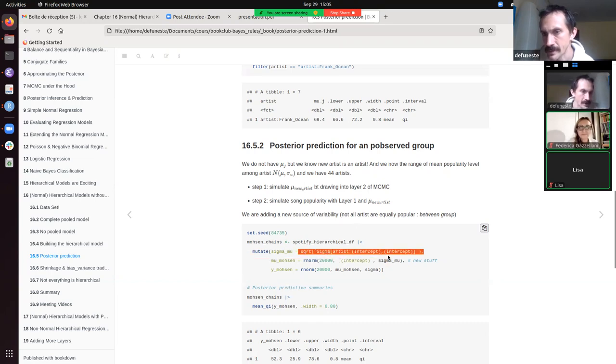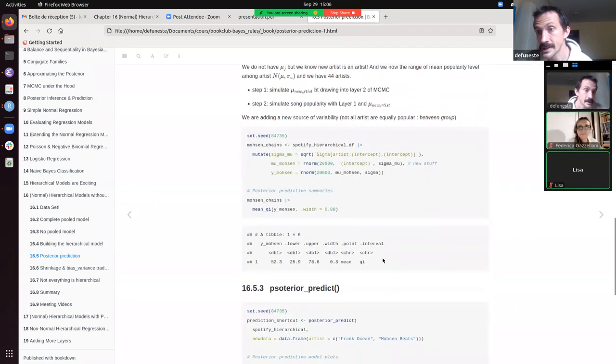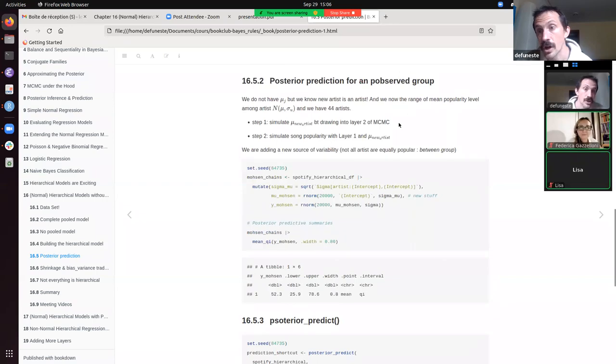You just take the square root of it, because if you remember well, this gives you the variance and not the standard deviation. I could definitely see myself failing on all of that, but yeah. So first you transform the sigma, which is the variance here, sigma artist intercept and sigma mu, and these two pieces of information are provided to you by the simulation. Then you assume it's normal, which is not a huge assumption, and that's it. So this is all you need to do a prediction on an unobserved group.